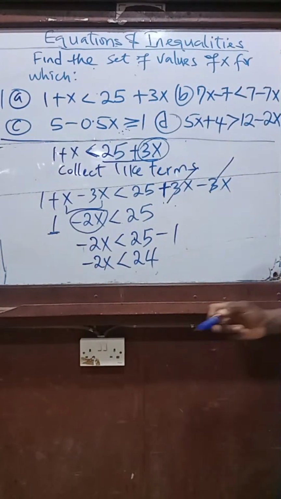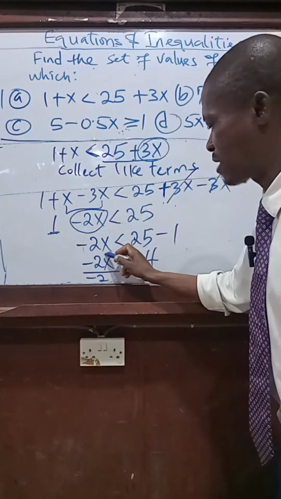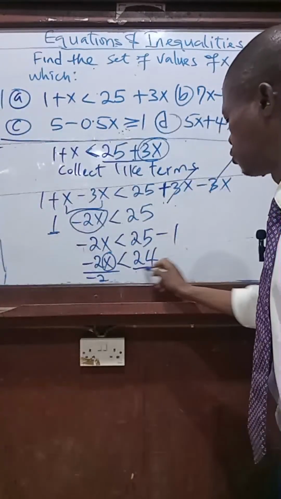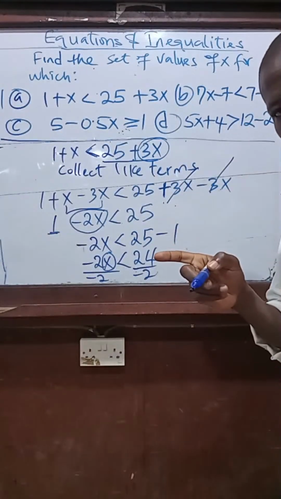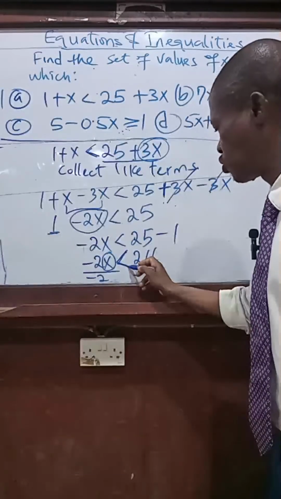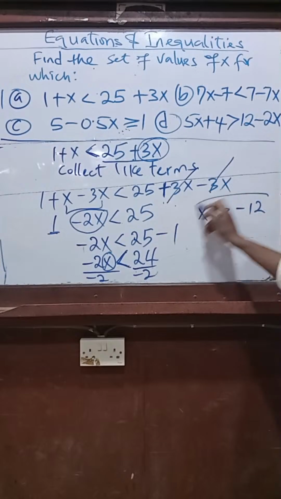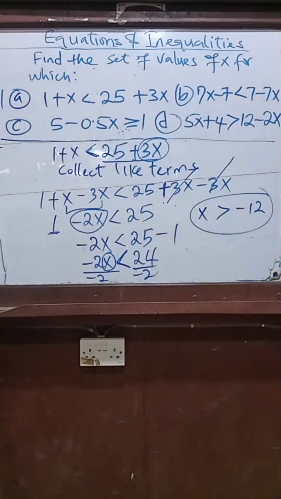Then the final thing to do is to divide both sides by the coefficient of your variable. Divide both sides by minus 2. And when you are dividing by a negative, this sign will change. Then you have x greater than minus 12. That's the first one.